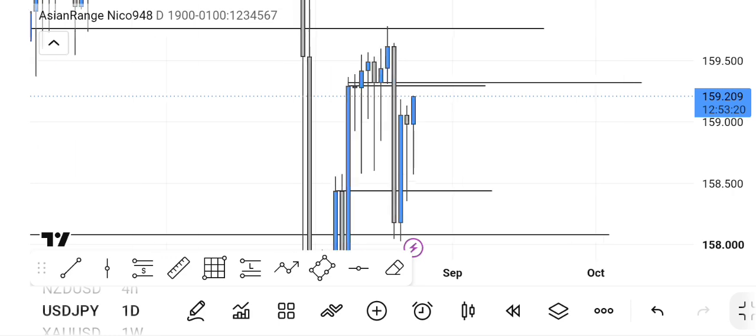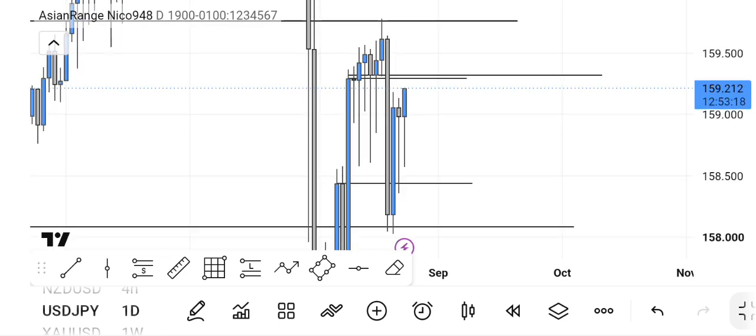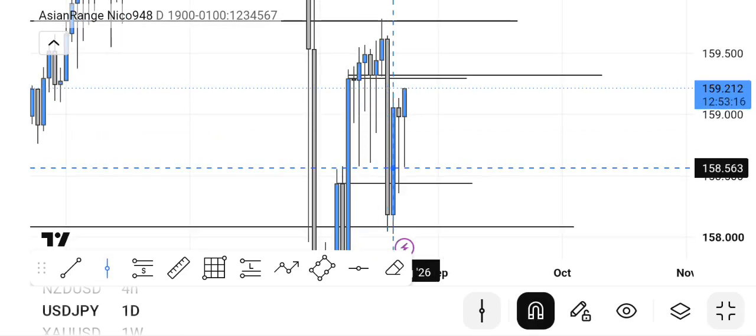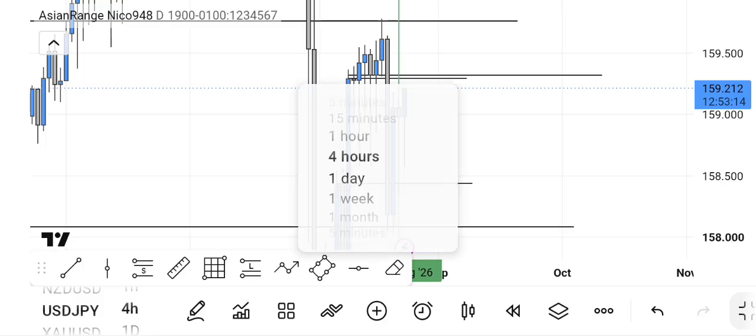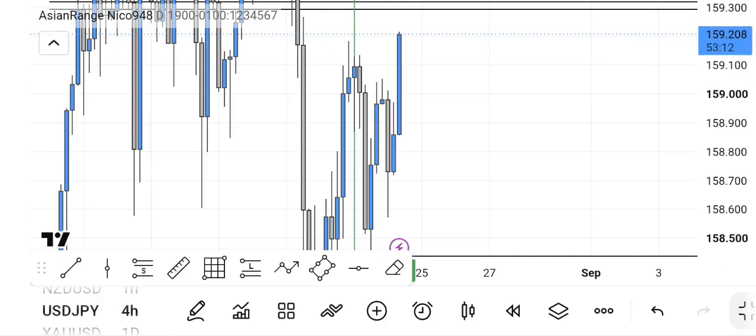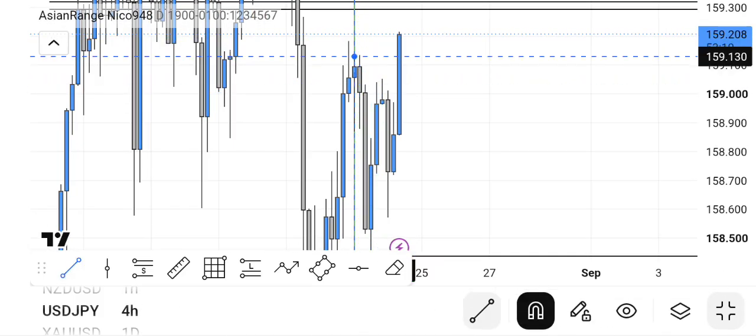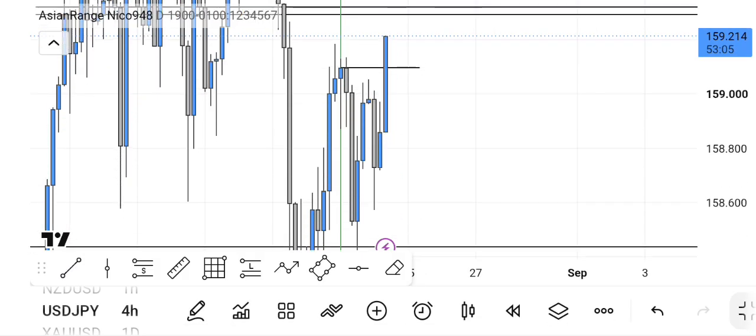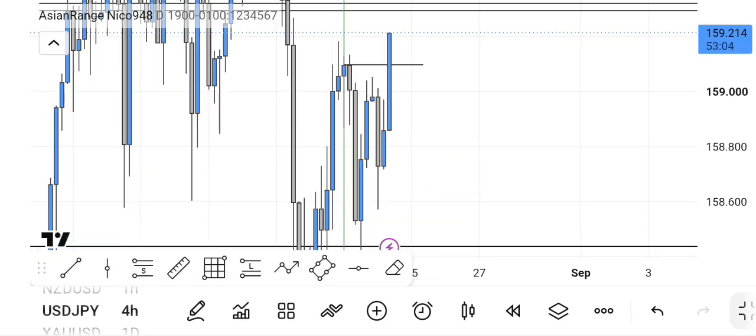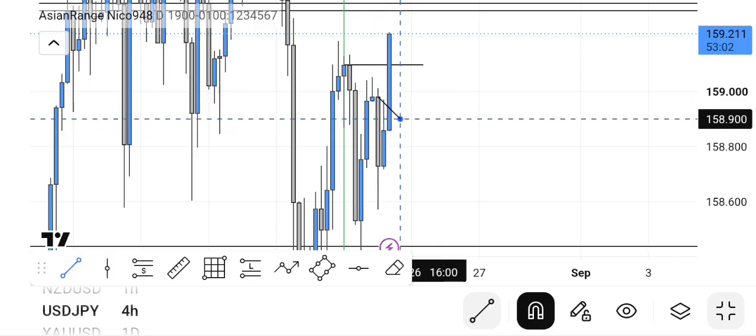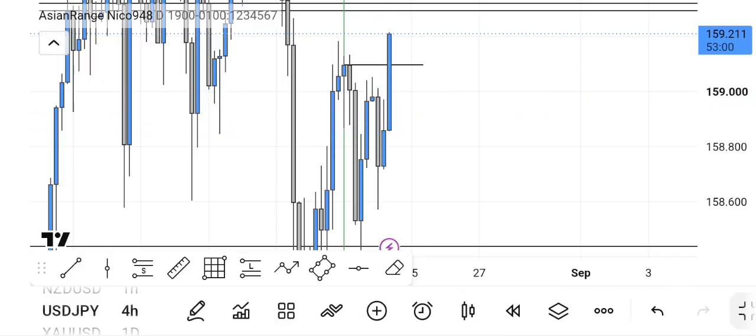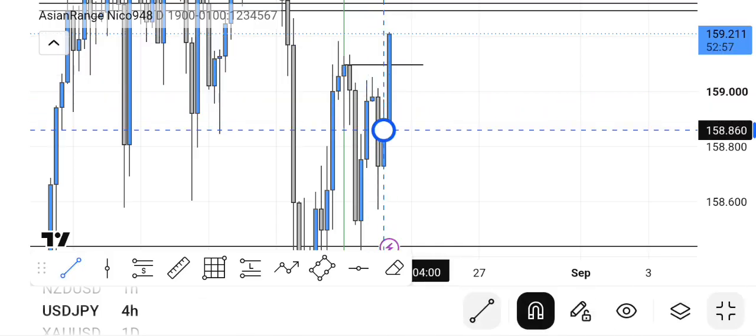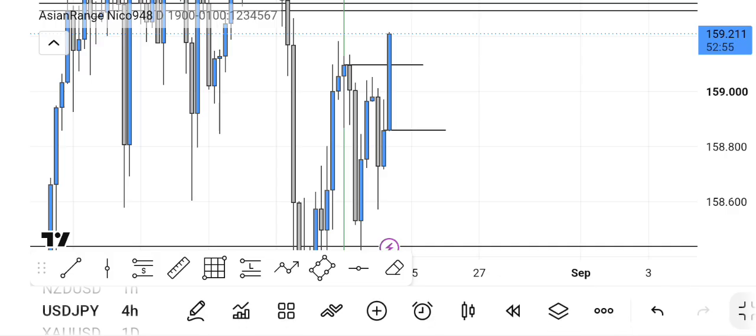So daily, you can see, and that's why I'm looking for a breakout. You understand? I'm waiting for it, remaining 53 minutes, and then this would be my entry. Why am I looking for entry here? Okay, I'll show you why.